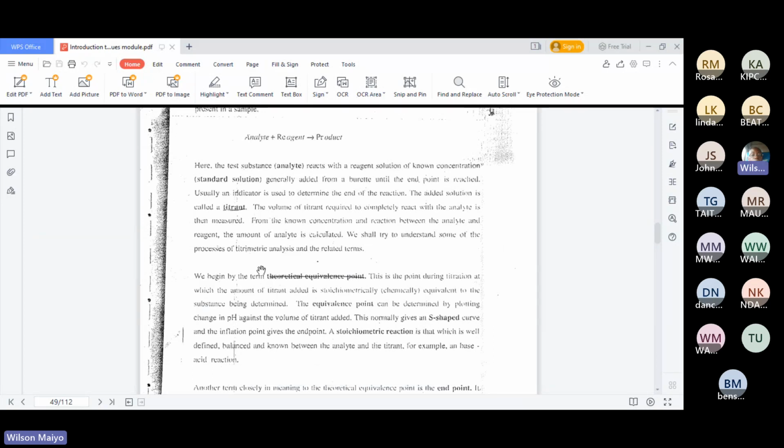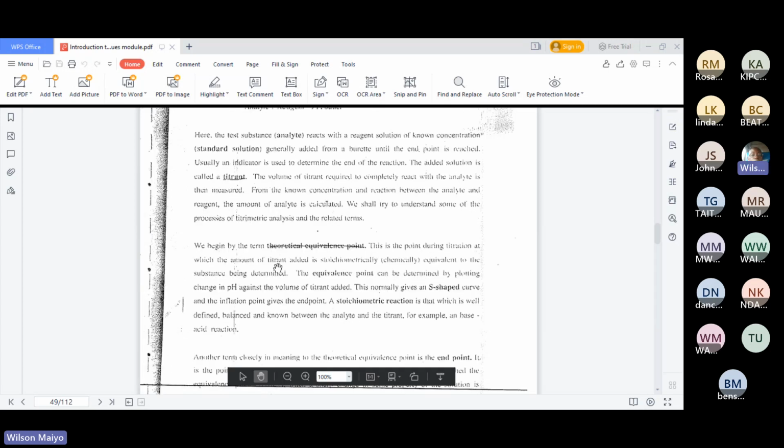Now, I don't want to spend more time here, but there is a distinction. There are these terminologies that come in: the theoretical equivalence point, and then the end point. When you talk of the equivalence point, you are talking of the point during a titration at which the amount of the titrant that is added is stoichiometrically equivalent to the substance being determined. So we are talking of stoichiometry here, the actual amount that is enough to react with the substance being determined. Such a point, we call the equivalence point.